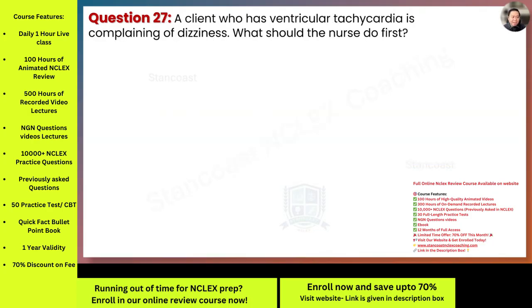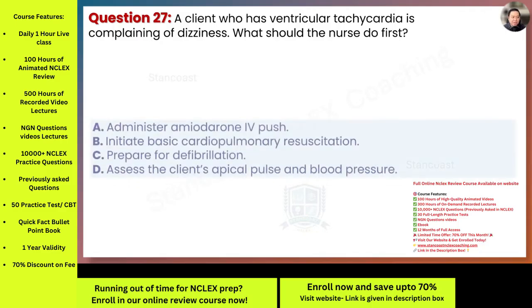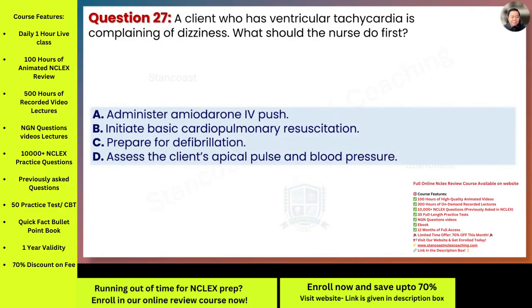27. A client who has ventricular tachycardia is complaining of dizziness. What should the nurse do first? Options: A, administer amiodarone IV push. B, initiate basic cardiopulmonary resuscitation. C, prepare for defibrillation. D, assess the client's apical pulse and blood pressure. Take a look into the case.